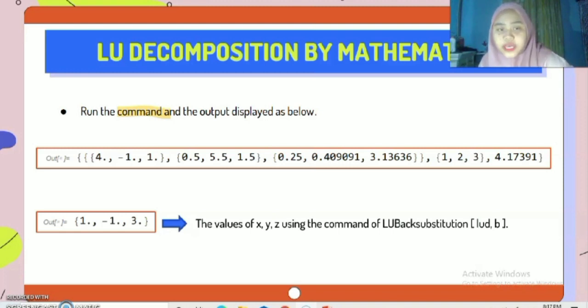The matrix rows are -1, 1, 0.5; 0.5, 1.5, 0.25; 0.409091, 3.13636. So this is the MLU. 1, 2, 3 is P, and 4.17391 is the condition number. 1, -1, 3 is the value of X, Y, Z using the command LUBackSubstitution[LUD, B].